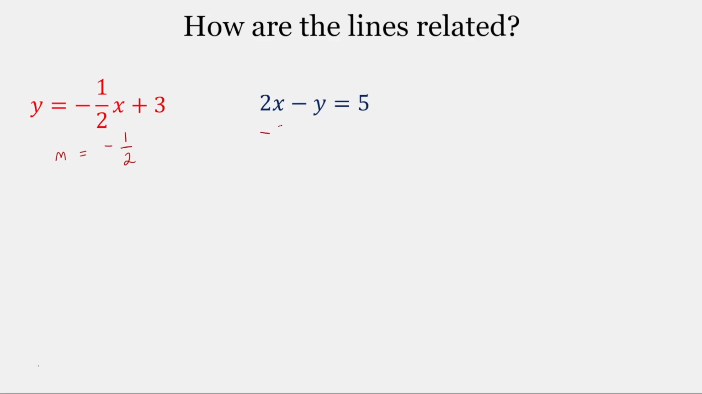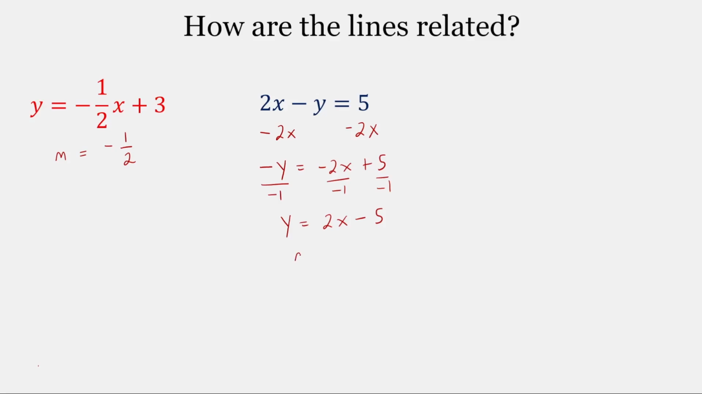So I'm going to subtract 2x from both sides. We're going to isolate our y variable. We now have -y equal to -2x plus 5. So we have this coefficient of -1 in front of the y. So we're going to divide everything by -1, leaving us with y equal to 2x minus 5.